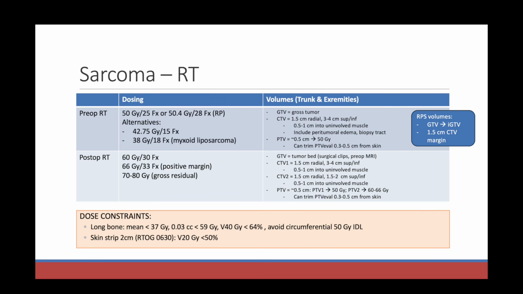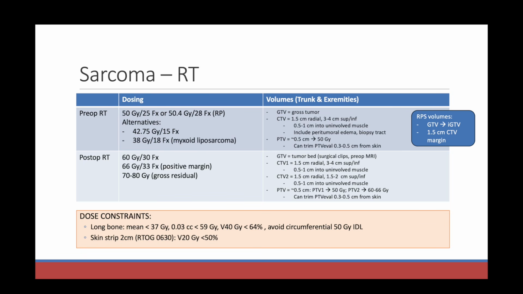For postoperative radiation, the dose, as we said, is 60 gray in 30 fractions, but we go higher if there's a positive margin or gross residual disease. So we actually have a cone down situation for post-op radiation. You take the tumor bed, which is probably going to be bigger than the original GTV to begin with. That includes any surgical clips; use your preoperative MRI to understand where that tumor bed is. And you're going to do the same 1.5 centimeter radial, 3 to 4 centimeter sup-inf margin. That, with your 5 millimeter PTV margin, will go to a dose of 50 gray.